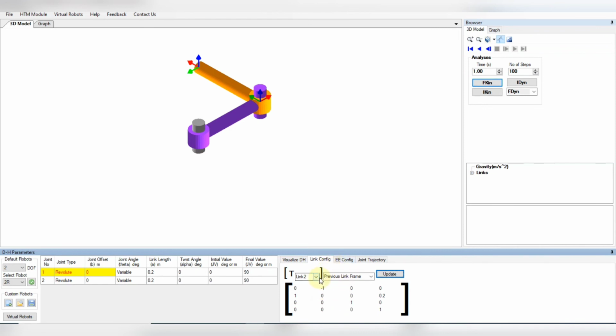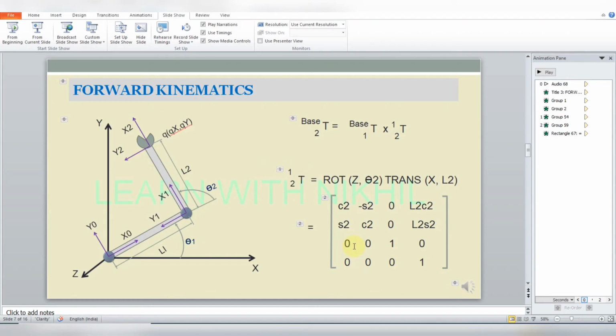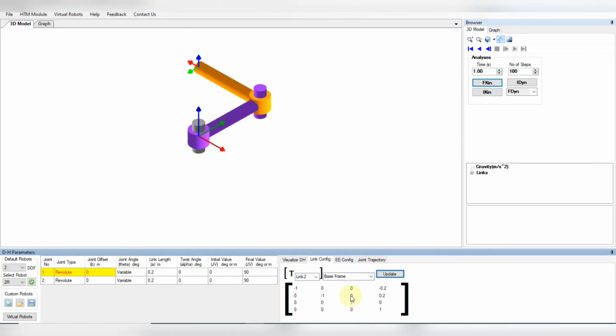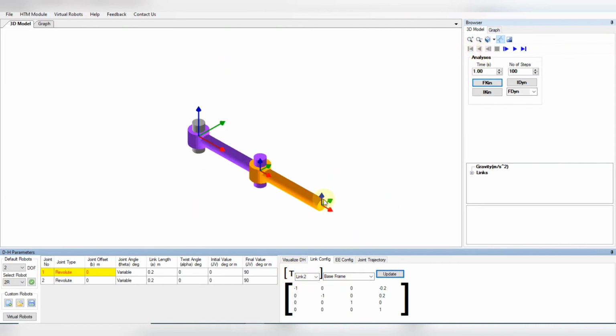Now we can convert link 2 with respect to the base frame also. So this is the final answer when we multiply both of these. So this is the 4x4 matrix, and this is nothing but link 2, that is the end effector, with respect to the base frame. So link 2, the end effector with respect to the base frame, update. So this is the whole 4x4 matrix.